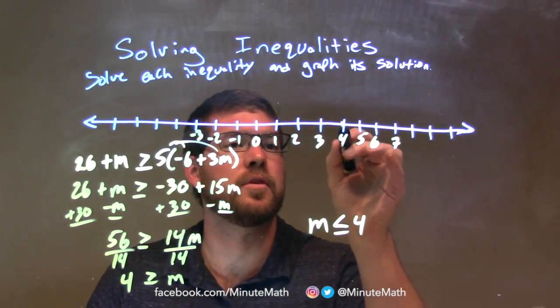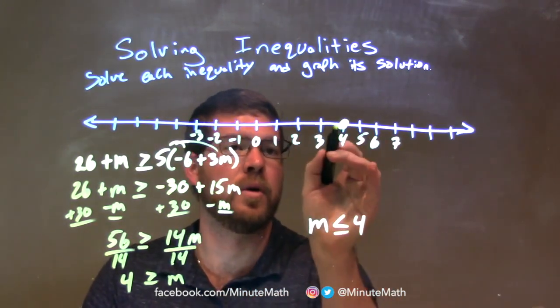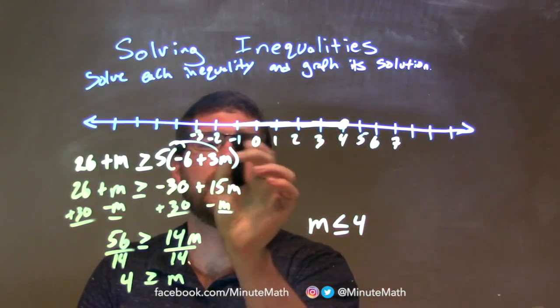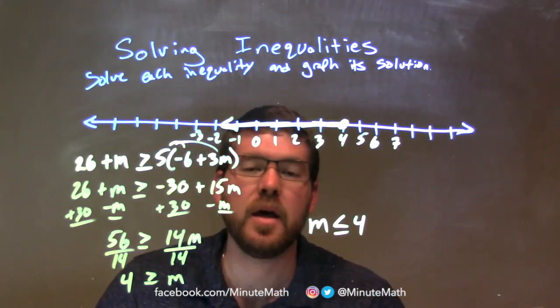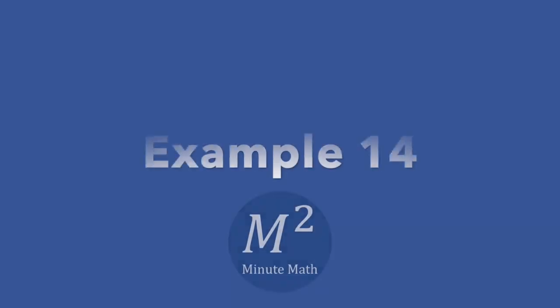Put a closed circle right here at 4 because it's equal to 4. And since it's less than 4 as well, we put the arrow shading to the left. Then from there, okay, we have our final graph and our final answer.